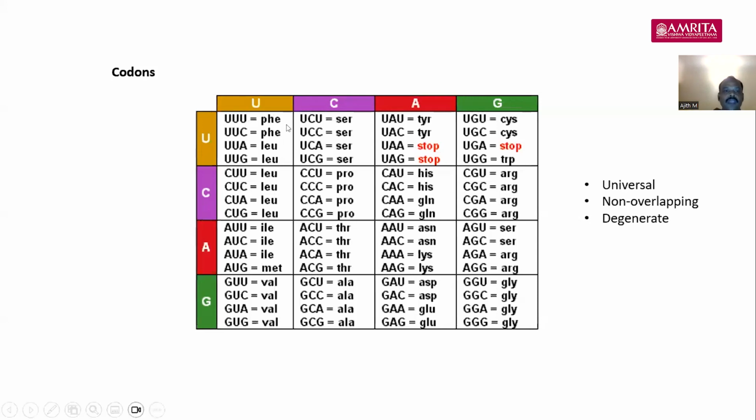So you have multiple codons for a single amino acid. See here, UUU codes for phenylalanine. UUC also codes for phenylalanine. Both these codons are called synonyms. You have UUA for leucine and UUG for leucine again. CUU leucine, CUC leucine, CUA leucine. So you have synonyms.